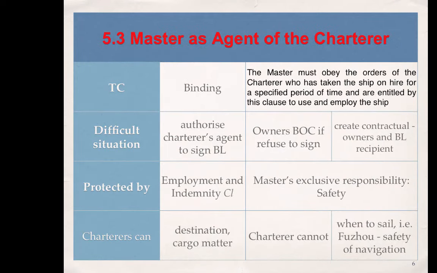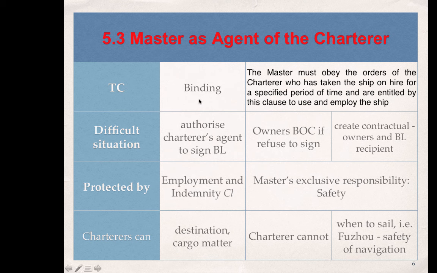Let's move on to 5.3, the master as agent of the charterer. So in this aspect, we are talking about his agency in the context of TC, or the time charterer scenario. Under the time charterer scenario, the master under a time charter remains the servant of the law of his ship owners and binds them by his signature, and not the charterer, which leads us to the second rule of the master. Do you remember what is the second rule of the master? If you do not, flick through your notes and have a look.